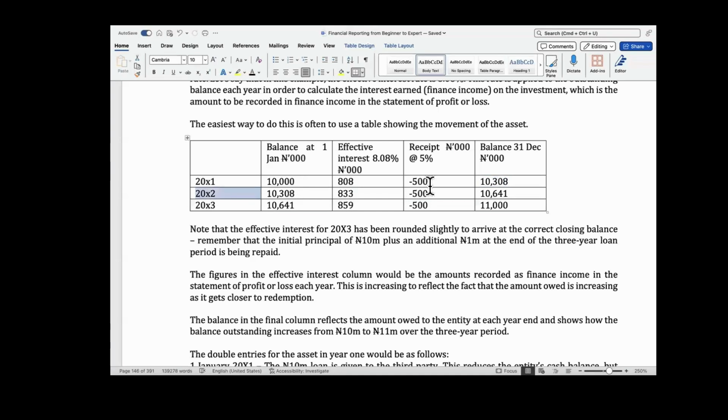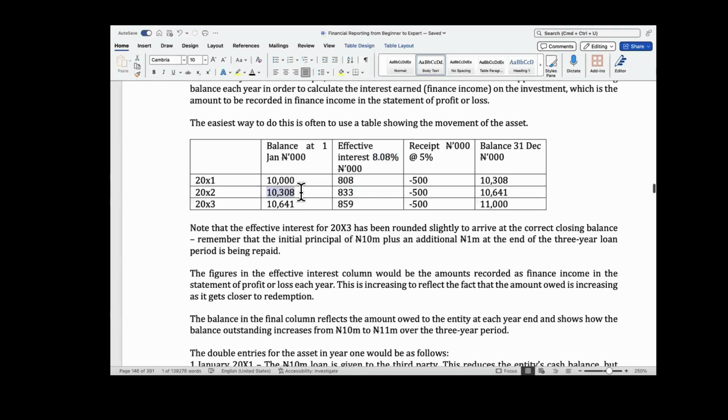So you have 10,308. Again, your income in the next year, which we call effective interest, will be this 8.08% multiplied by 10,308, which gives you 833. This is your income, but again, you're only going to collect 5% of the principal. This one is fixed. It's the same thing in year one and year two, 500. So by the time you do 10,308 plus 833 minus what you collect, you will see that they are owing you 10,641 as your investment, which you carry forward to the third year.